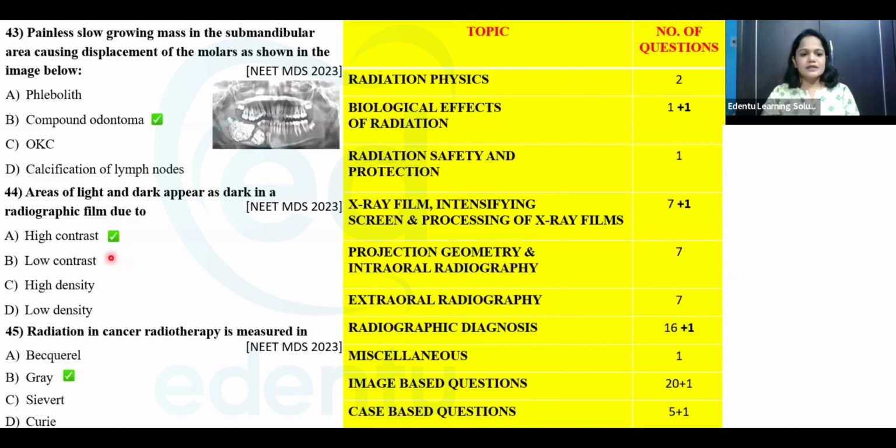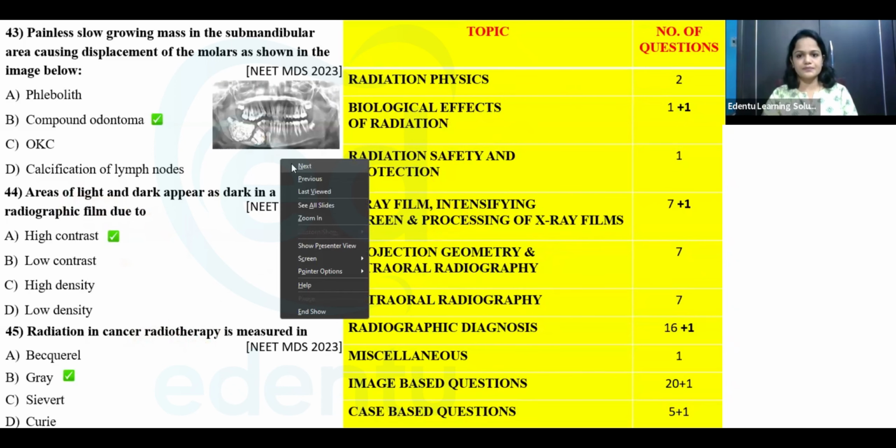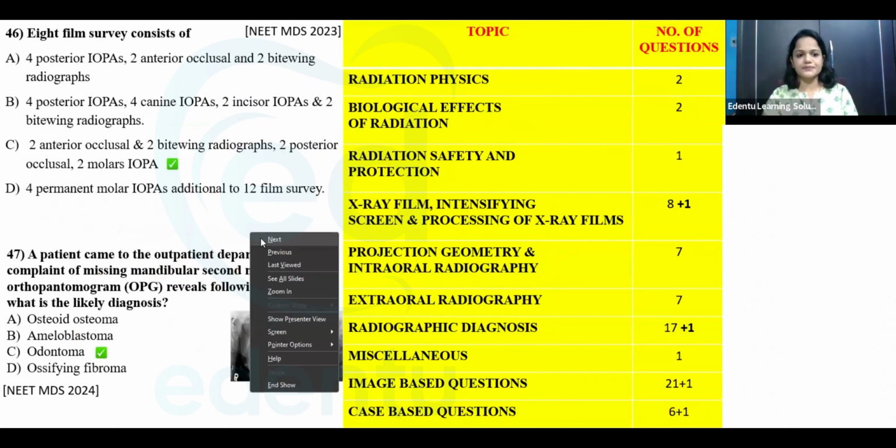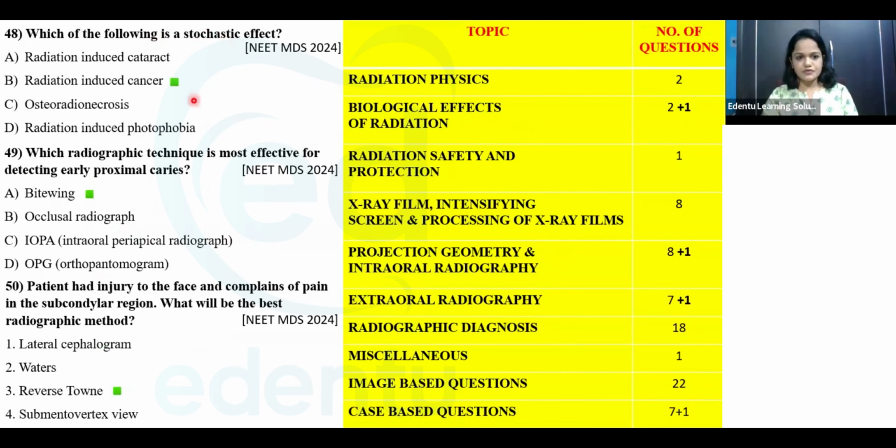And the areas of light and dark appearing as dark in a radiographic film, again, is due to processing of X-ray films. And radiation in cancer radiotherapy comes under the biological effects of radiation. Next is the 8 film survey, which comes under the topic of X-ray film. Again, a diagnostic question, odontoma, comes under the radiographic diagnosis topic. Stochastic effect of radiation, which is radiation-induced cancer, is included under the biological effect of radiation.